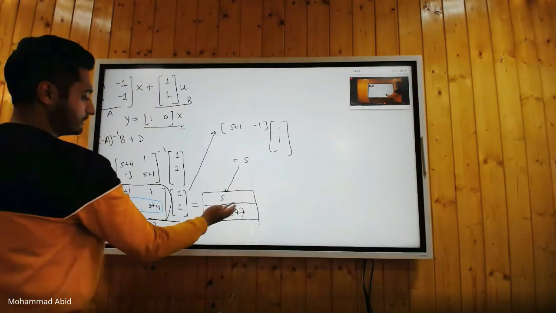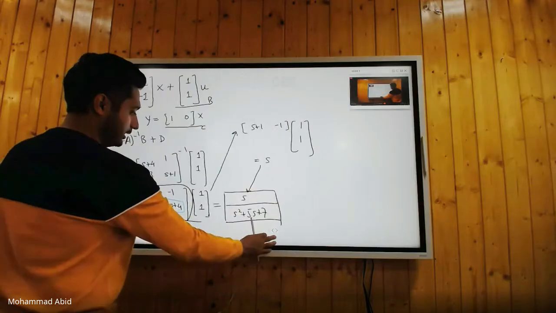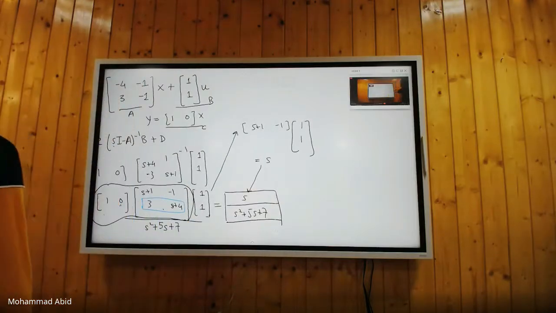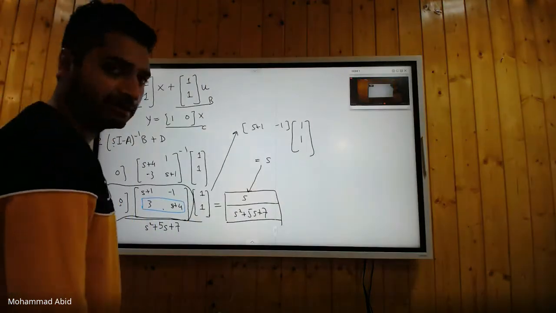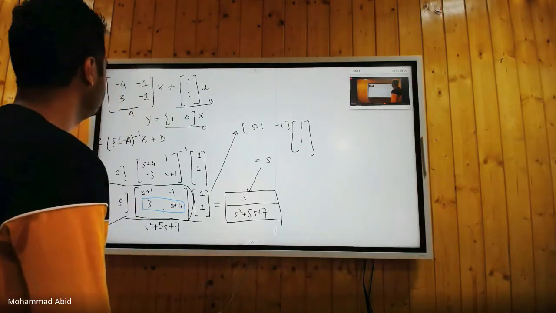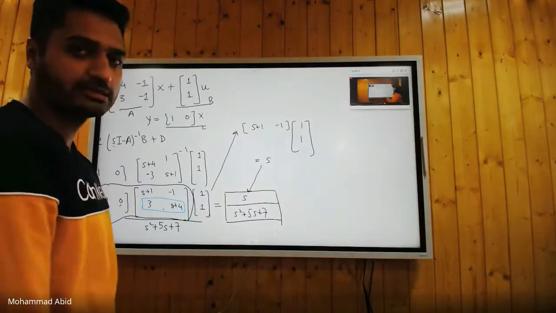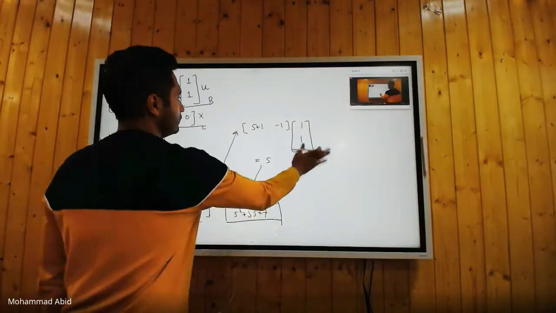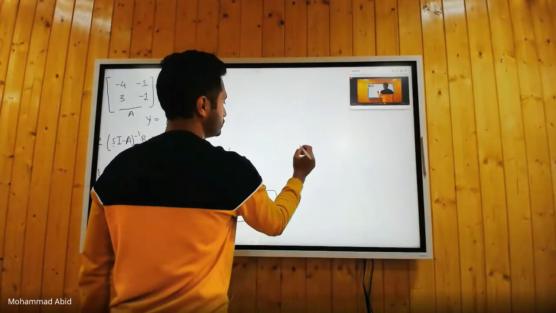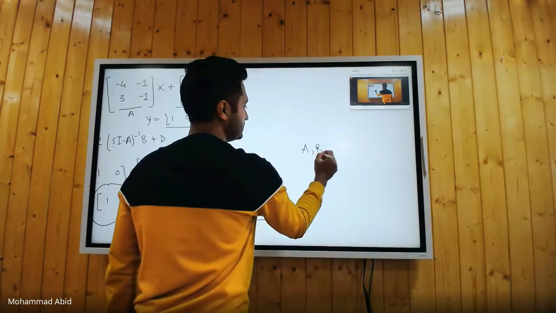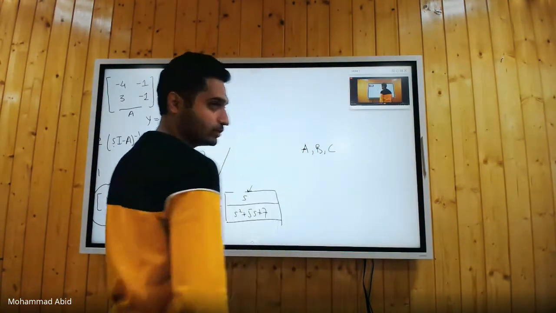Okay, s by s square plus 5s plus 7. I guess you have been using MATLAB these days, so a good exercise is to try these things in MATLAB also. In MATLAB, you can store the A matrix, the B matrix, and the C matrix, first of all, from the question.